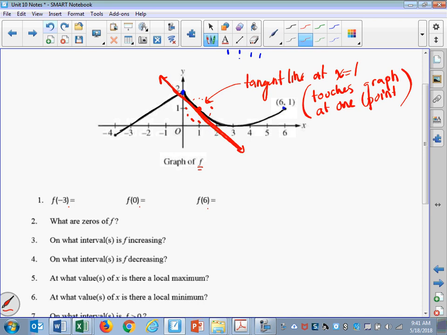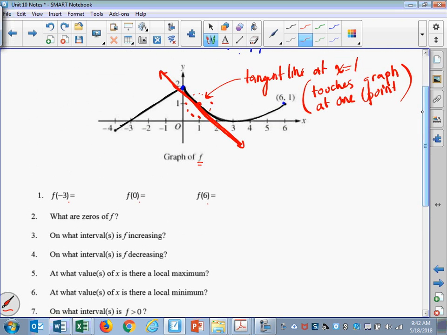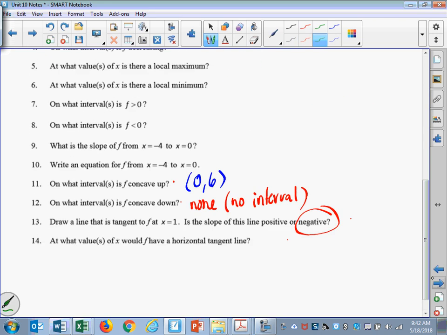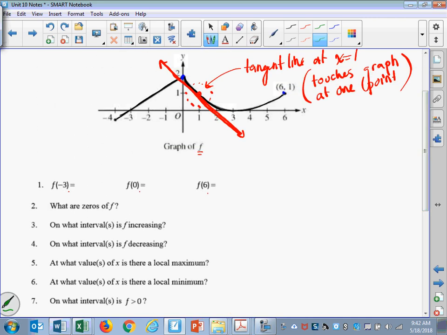Well, a horizontal tangent line means that the slope is 0. So let's go back up to the graph here and look to see where on this graph the slope is 0. And to me it appears right about here the tangent line would have a 0 slope. And so that would be at x equal 3. So at what x values, there's only one, x equal 3 is the value that I see. Yeah, so some of those are some interesting problems.